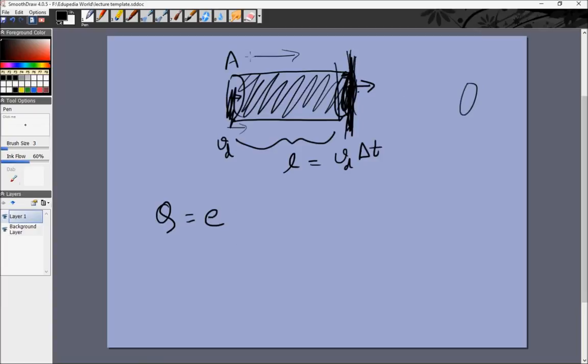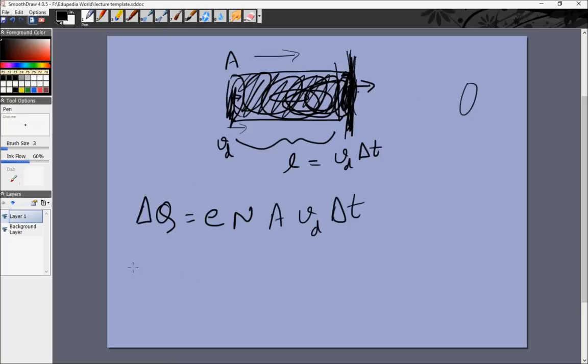So e multiplied by the total number of particles within this volume. What is that? That will be N. N is a standard quantity for materials, which is the number of particles per unit volume, the particle density, multiplied by the volume of this region. The volume of this region would be A Vd delta t. This is delta Q. It should probably be written as delta Q, the charge flowing.